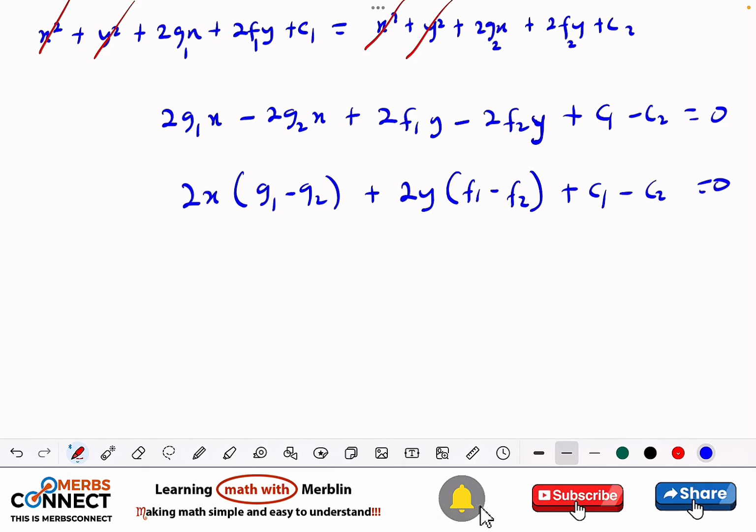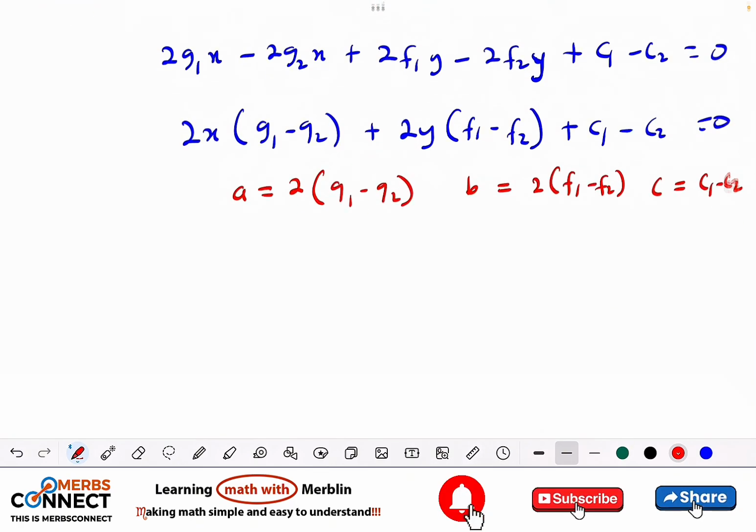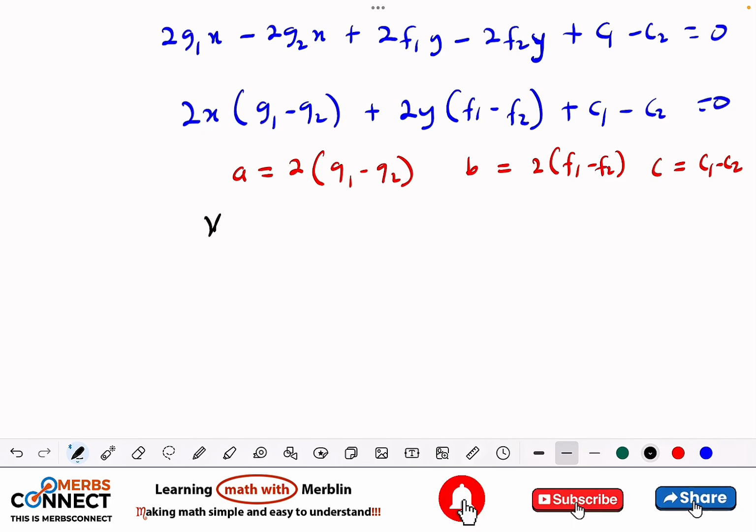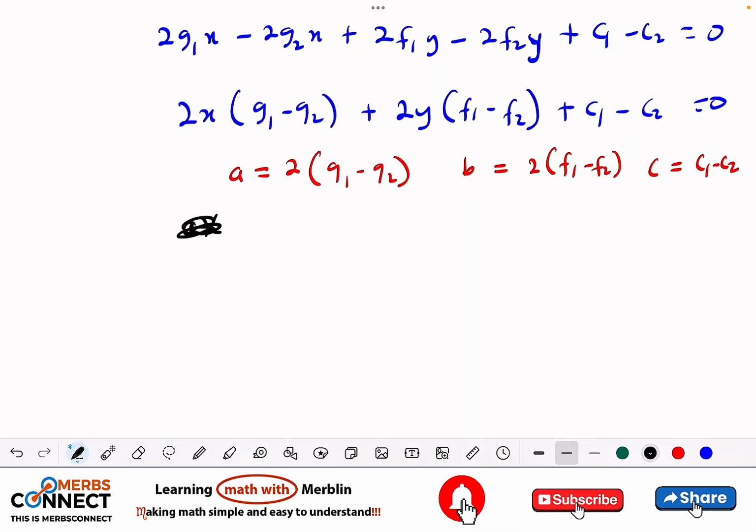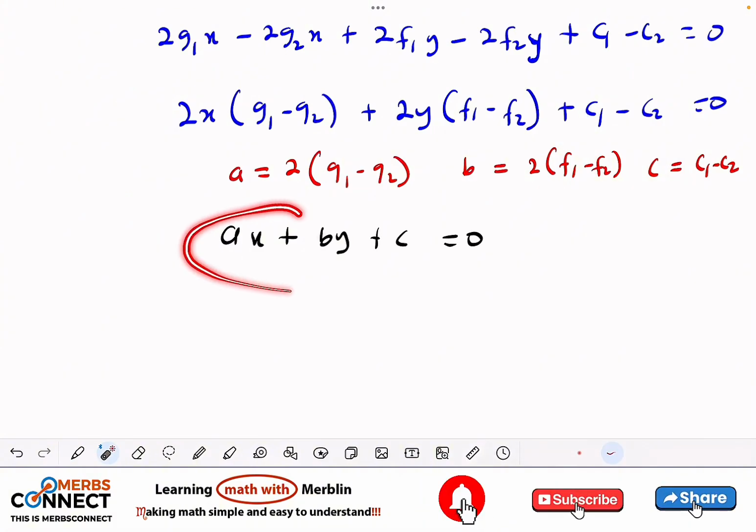And basically if I try to assign some variables to this, you see that they are going to be so nice here. Basically I'm going to get something very nice. So let's assume that I assign a to 2 times g1 minus g2, and b to be 2 times f1 minus f2, and c to be equal to c1 minus c2. Then my equation is going to be ax plus by plus c is equal to 0. So this becomes the equation of the chord.